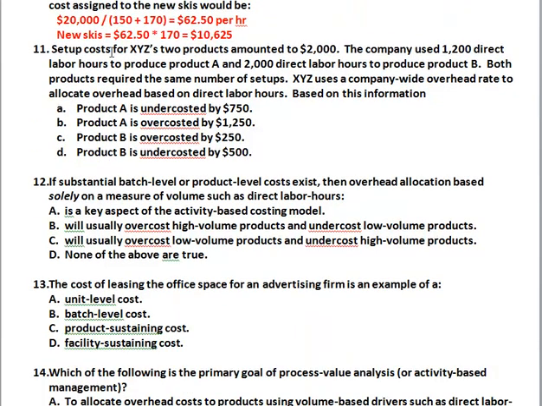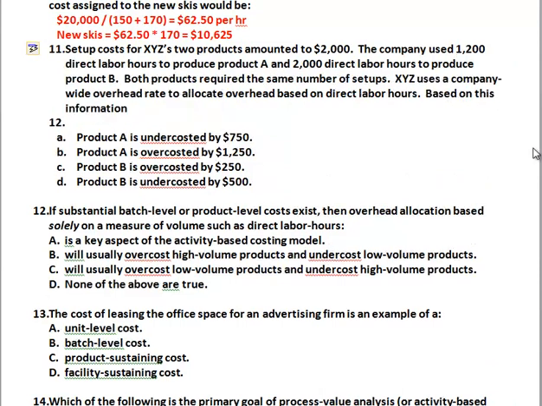11 says setup cost for the two products amounted to $2,000. The company uses 1,200 labor hours to produce A, 2,000 labor hours to produce B. Both products require the same number of setups. They use a company-wide overhead rate to allocate overhead based on direct labor hours. So what this is wanting you to do is to compare and contrast what happens.